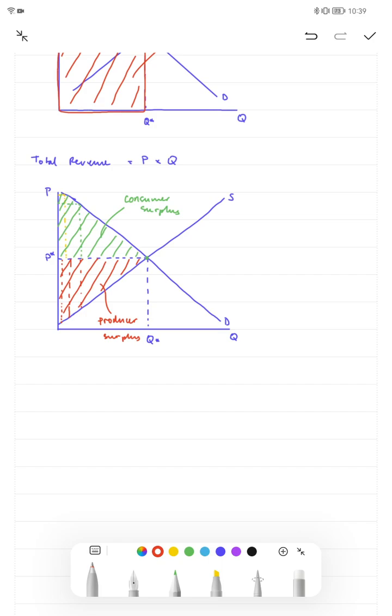Now, the producer and consumer surplus will change depending on the scenarios and things like that as well. But it's a very interesting idea because it shows you how much the consumers are benefiting and how much the producers are benefiting from this.